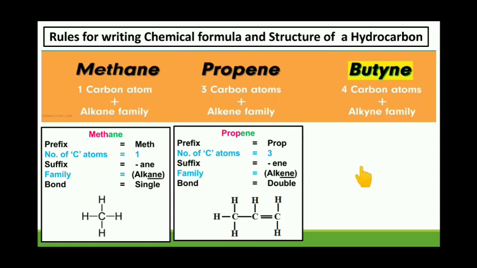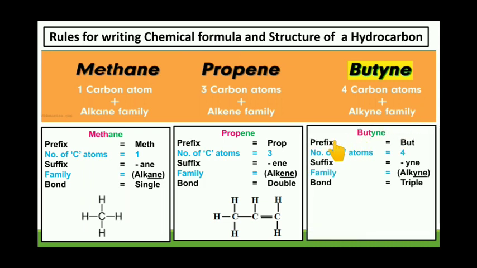Now let us study the alkyne family. The example given is butyne. By this name, can you write the information about the prefix and suffix? But shows that it has 4 carbon atoms, and the suffix -yne tells us it belongs to the alkynes family, which has a carbon to carbon triple covalent bond. So how will you write the information for this? Butyne. The prefix but has number of 4 carbon atoms. Suffix -yne tells us it is the alkyne family member, which has triple covalent bond.